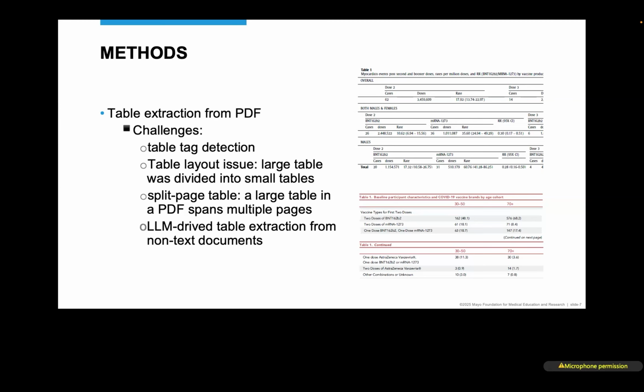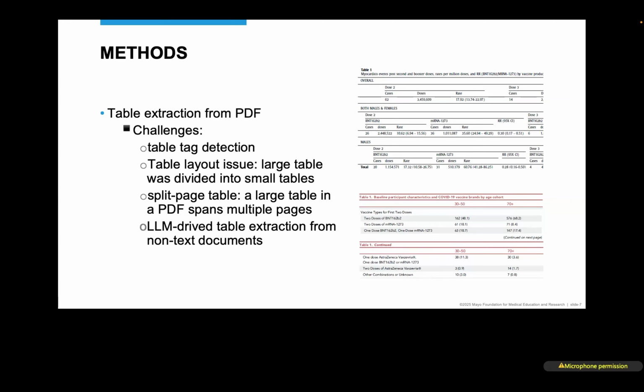And the third challenge is split-page tables, because some tables may be very large and span multiple pages. You can see from the bottom right example that this is one table spanning 2 pages. You can see it continues on the next page, where it is labeled Table 1 continued. And the last challenge is the large language model issue.